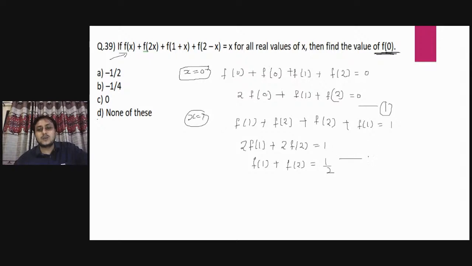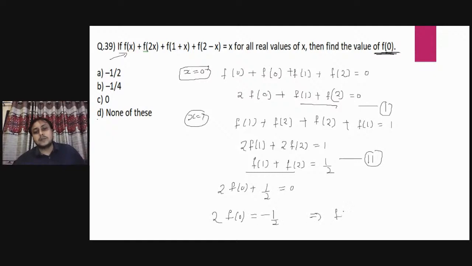Now you can easily solve this question. Two equations, right? And these two values are common. So just you have to put the value of f(1) + f(2) in this first equation. You can easily find the value of f(0). So guys, just put f(1) + f(2) in first equation. What we'll get? Twice of f(0) + 1 by 2 equals to 0, means twice of f(0) equals to minus half, and the value of f(0) comes out to be minus half by 2, means minus 1 by 4. That is the answer. Minus 1 by 4. Option B is the right choice, right?